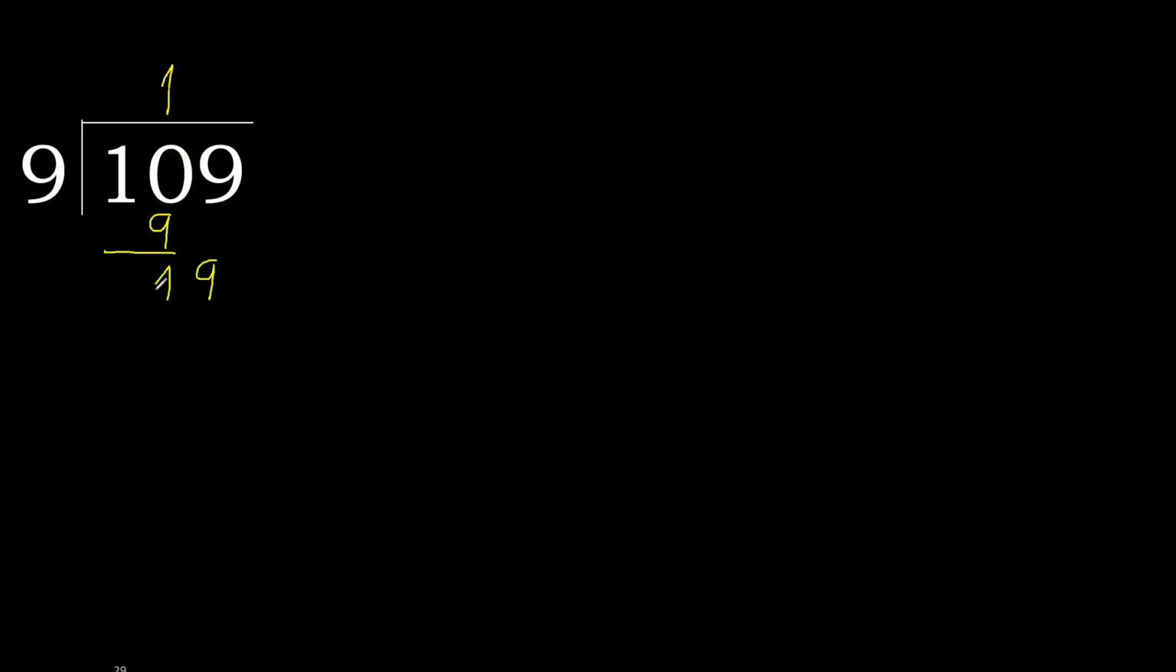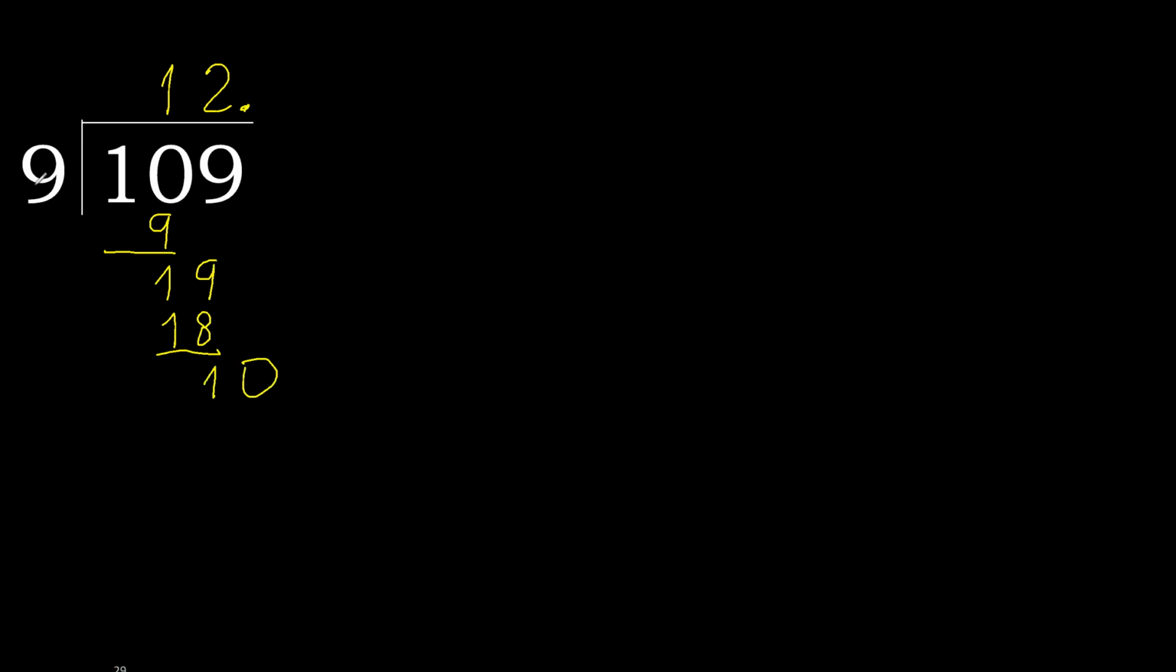Next, 19. 9 multiplied by 3, 27 is greater. Multiply by 2, 18 is not greater. Okay. Subtract. 19 minus 18 is 1. Next. There is no number, therefore complete with 0. Always complete with 0, here with a point. Complete point.